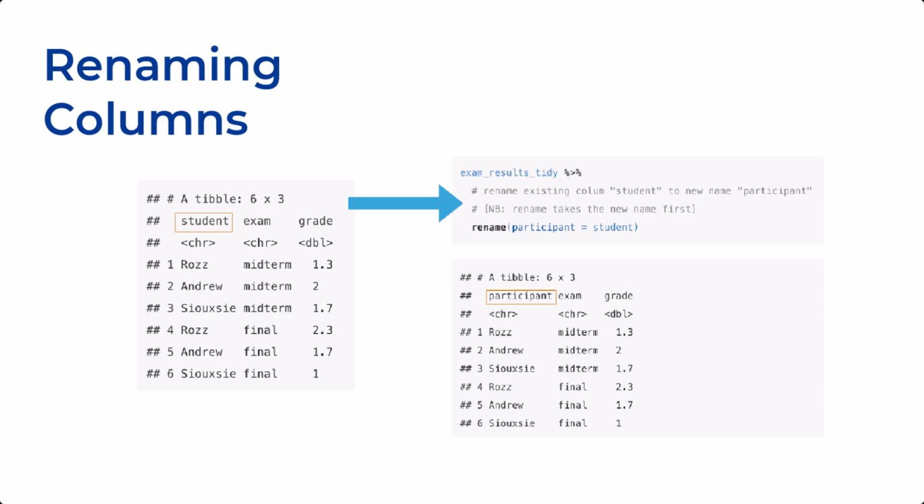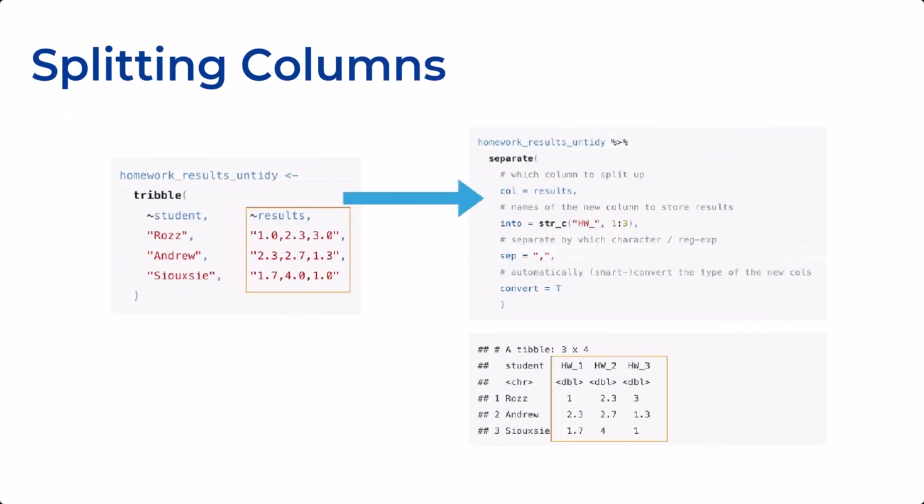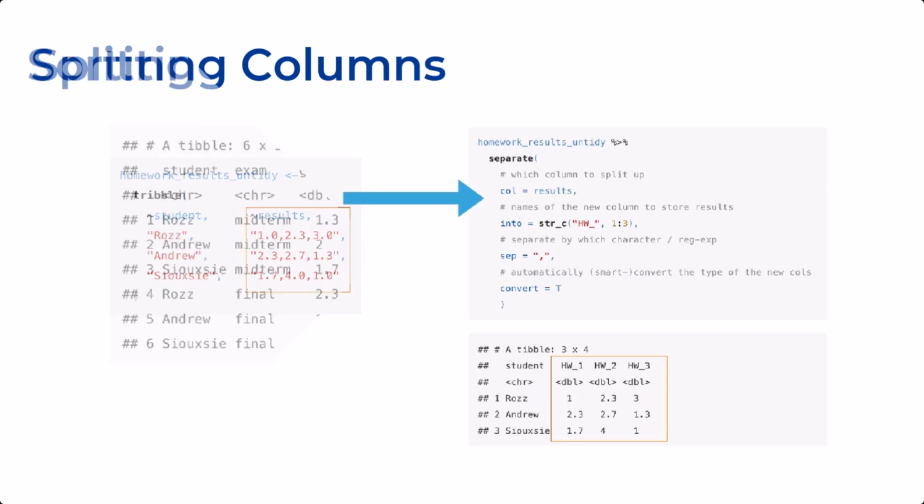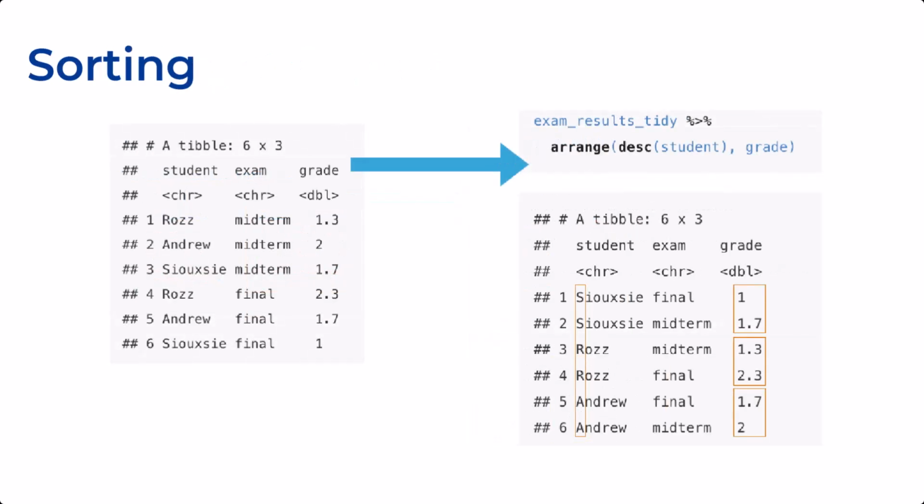Renaming columns. Renaming columns improves clarity. For example, rename a student column to participant for better readability and consistency with your project's terminology. Splitting columns. Splitting columns organizes data further. For instance, split a results column that contains homework 1, homework 2, homework 3 into separate columns, one for each homework assignment. Sorting. Sorting organizes your dataset for easier analysis.